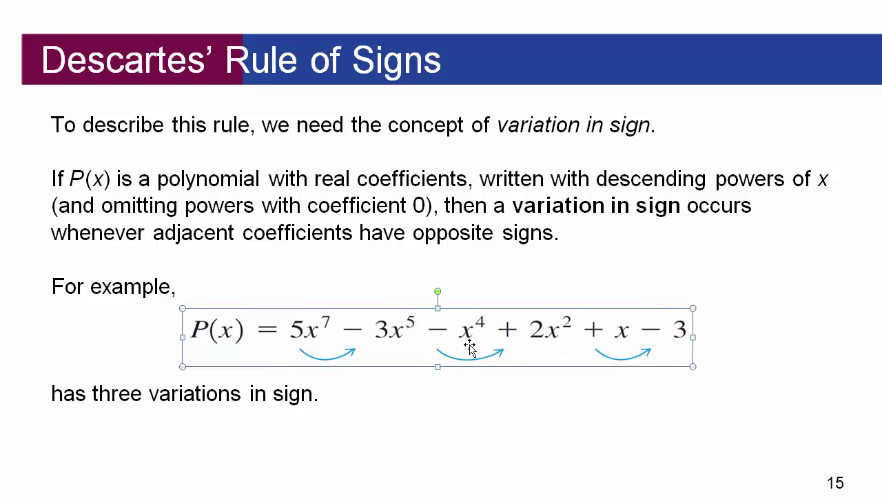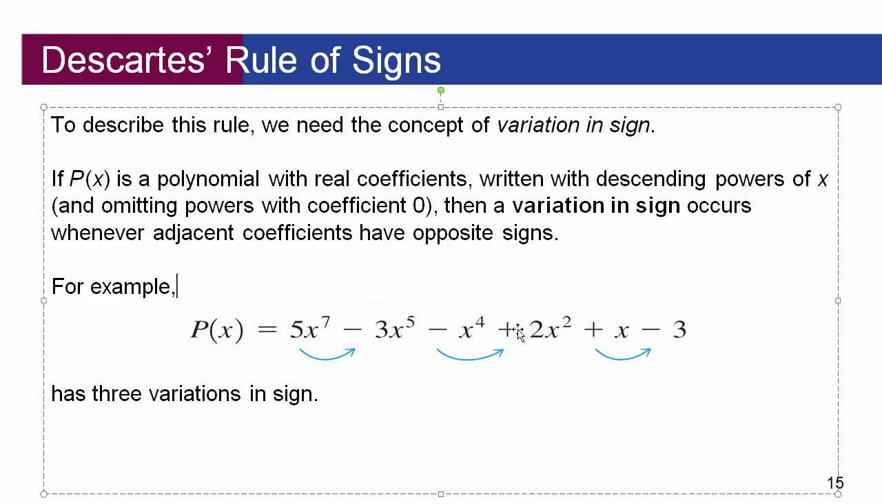But then we went from positive... sorry, we went from negative here to positive, so that's another change in sign, right? So it's one change here, stays negative, changes again to positive, stays positive, changes again to negative. So you can see how we have three changes, three variations in signs.